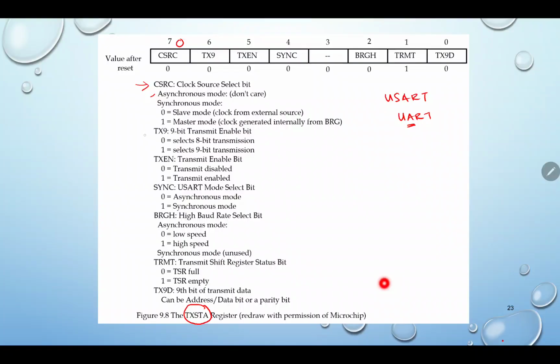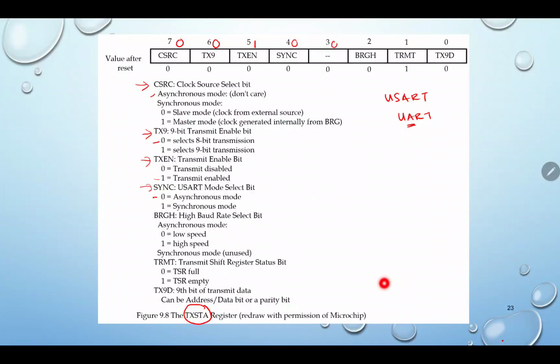You can see the next one, which is the 9-bit transmit enable bit. Usually we use 8-bit transmit selection, so this one will always be 0. Next, we look at the transmit enable bit. Whenever we want to transmit, of course, we want to make it 1. So this one will be 1. The next one is the SYNC, USART mode select. Most of the time we are in asynchronous, so it will be 0. We'll leave it at 0. Bit 3 is don't care.